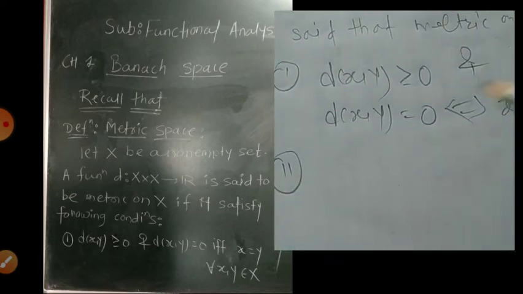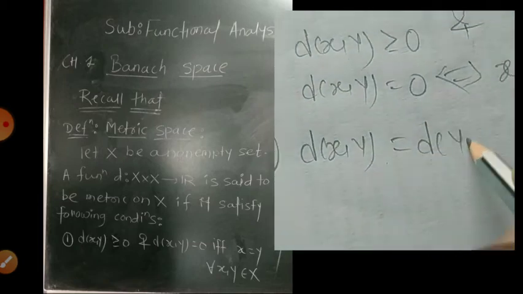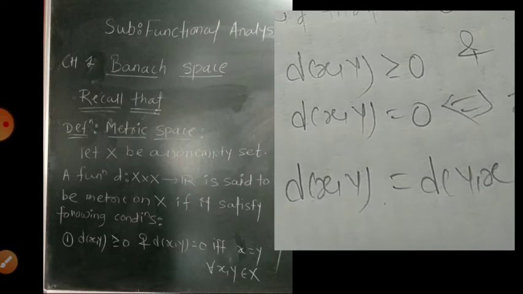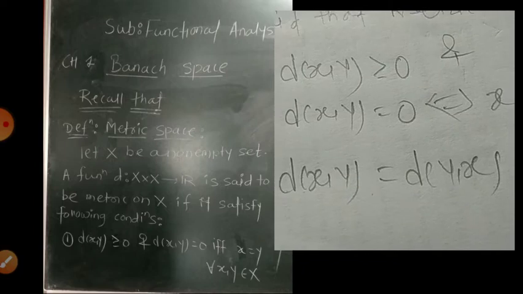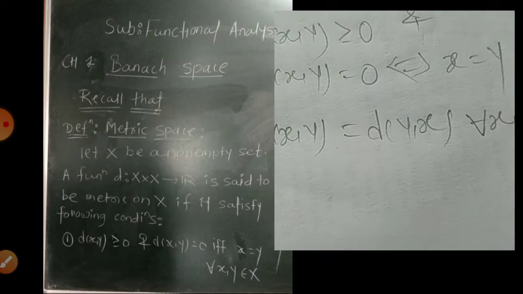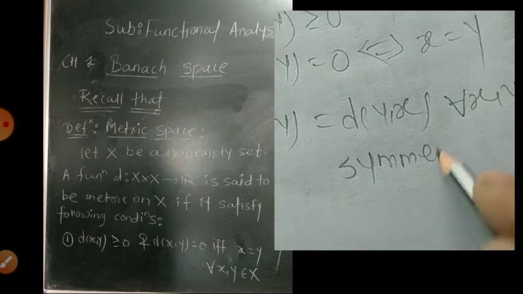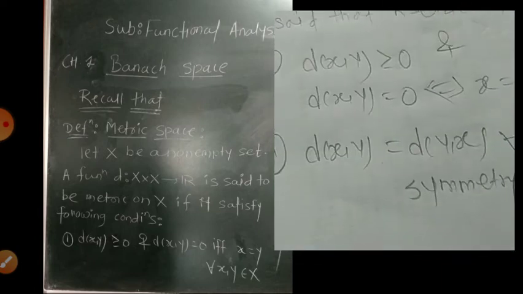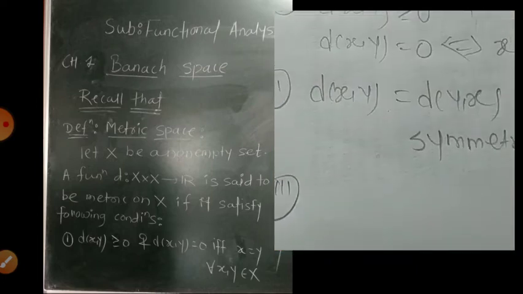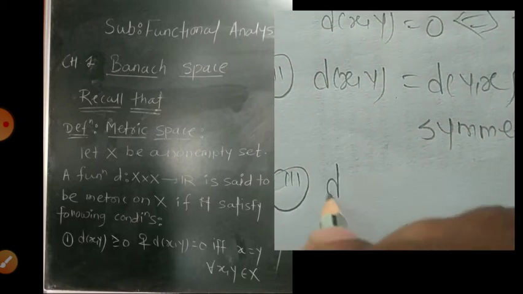The second condition is the symmetry property. The distance measured from x to y or from y to x must be equal. This is the symmetry property, the second condition for being a metric. The last condition for being a metric is the triangular inequality.